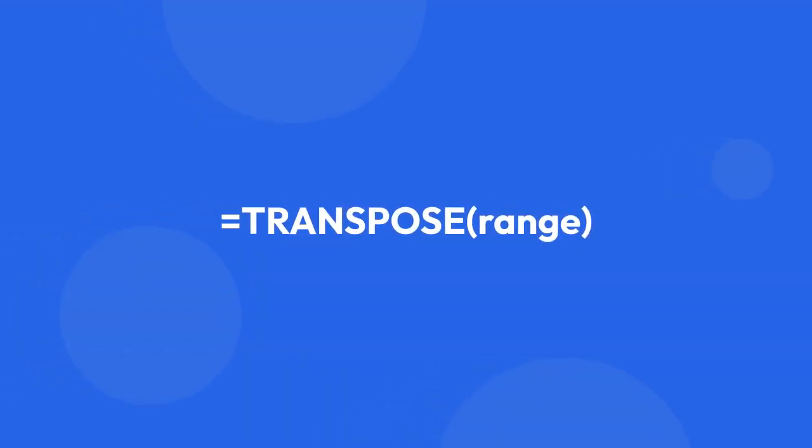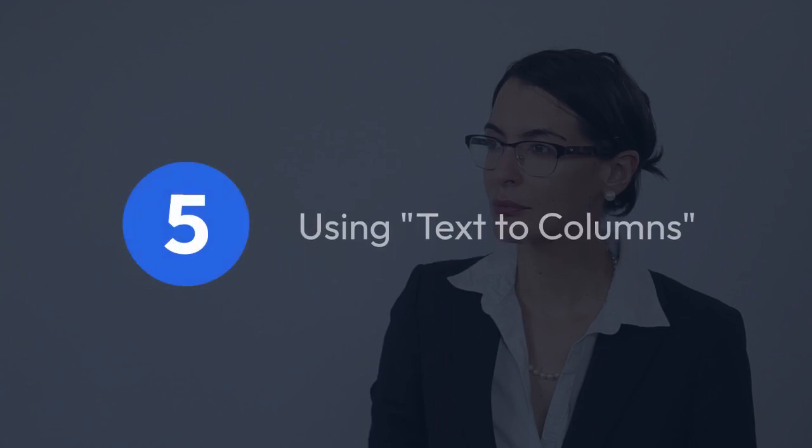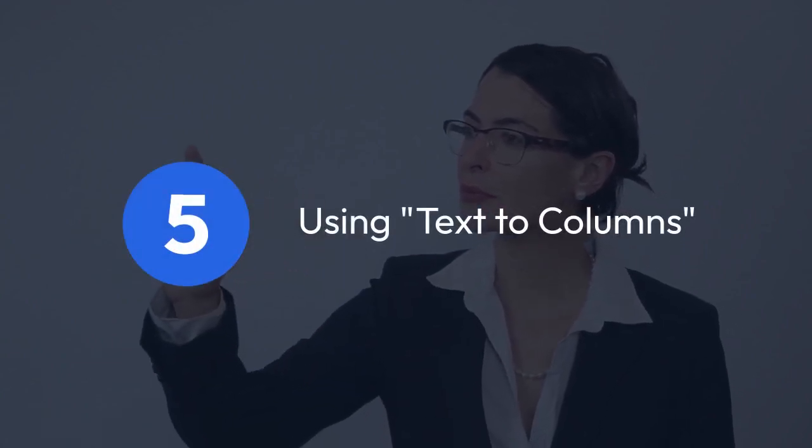Then type the formula =TRANSPOSE(range), replacing range with the actual cell range you want to transpose. After typing the formula, instead of pressing Enter, press Ctrl+Shift+Enter. This will enter the formula as an array formula, resulting in all the text being displayed across a single row.